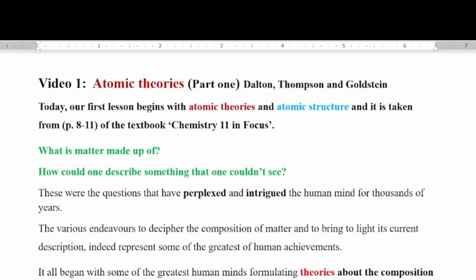Today, our first lesson begins with atomic theories and atomic structure, and it is taken from page 8 to 11 from the textbook Chemistry 11 in Focus.